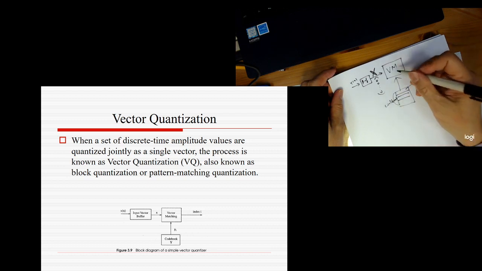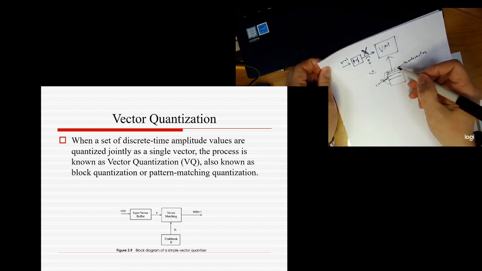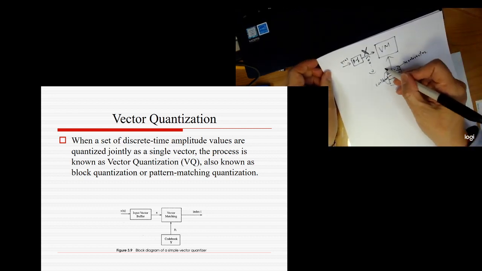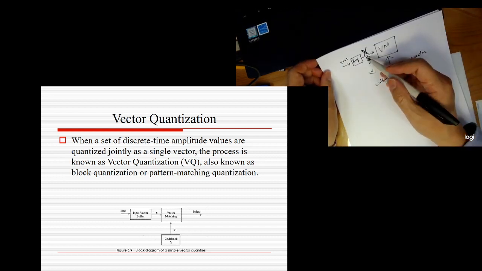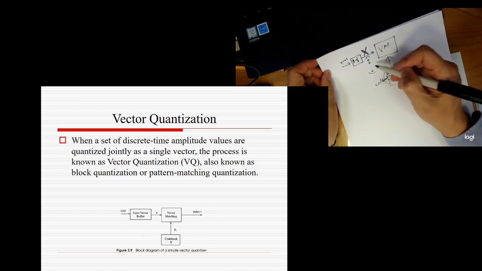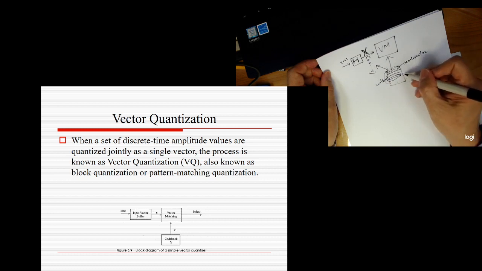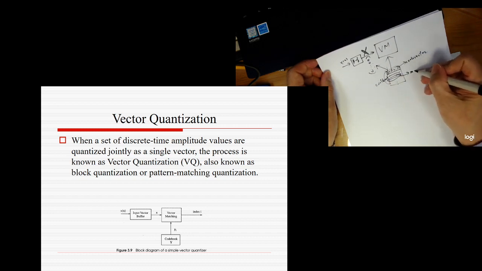So they do the matching. This vector in your code book will be used to calculate distortion with the input vector. You have many vectors matched with your input data, and you try to find which vector inside the code book gives the minimal loss. So you have a minimal distortion. Which code vector has the minimal distortion?